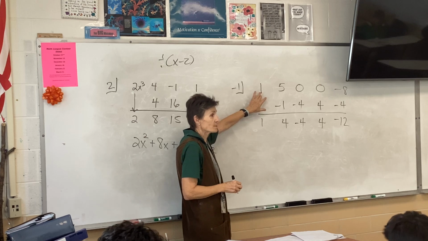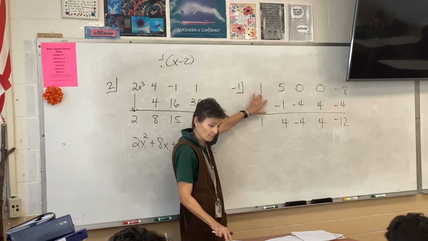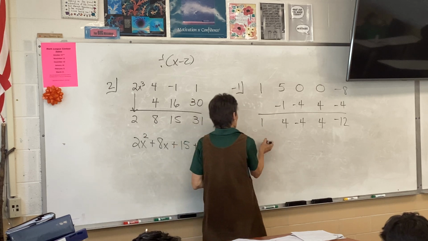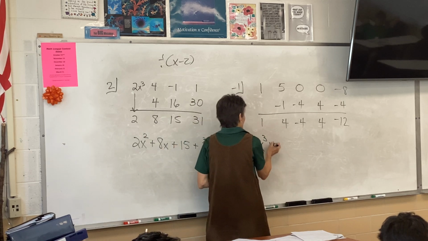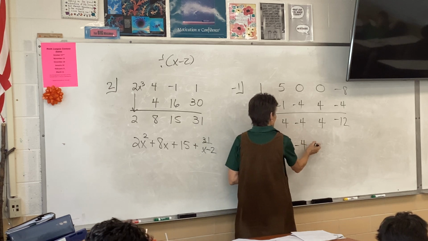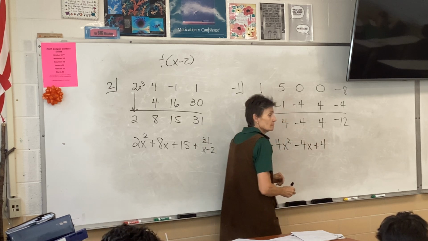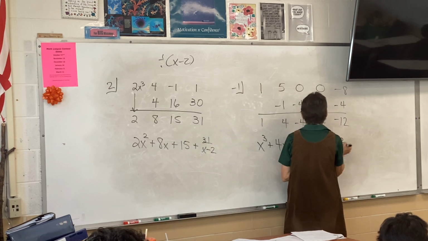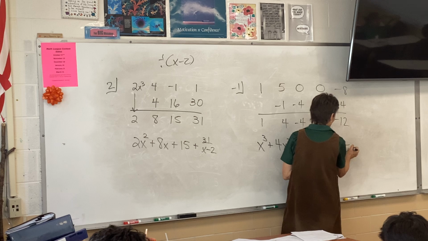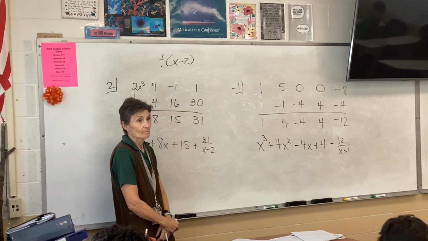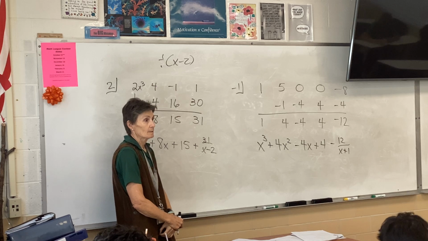Again, our first x in the original problem was x to the 4th. So we're going to make it x cubed plus 4x squared, we just count down, minus 4x plus 4, minus 12 over x plus 1. Got it?